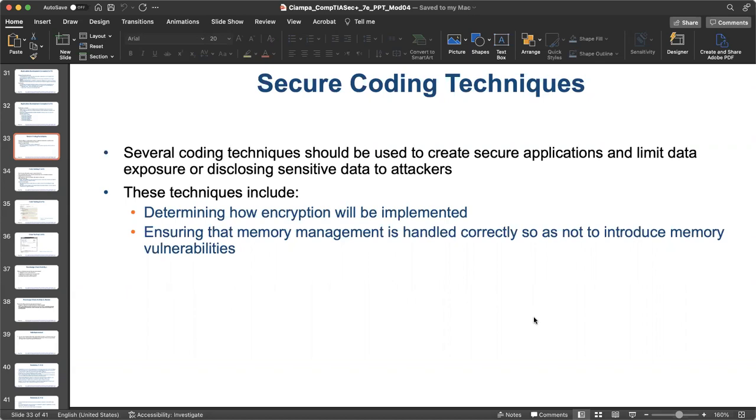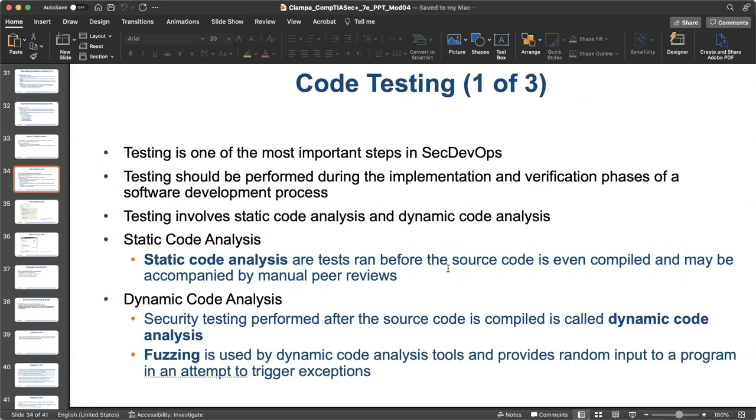One other thing that we can do is ensure that memory management is handled correctly so that stack overflow, buffer overflow, or anything like that cannot happen. One more thing that we can do is actually code testing. Just test the code before we actually release it. And testing the code is one of the important steps in security DevOps, right?